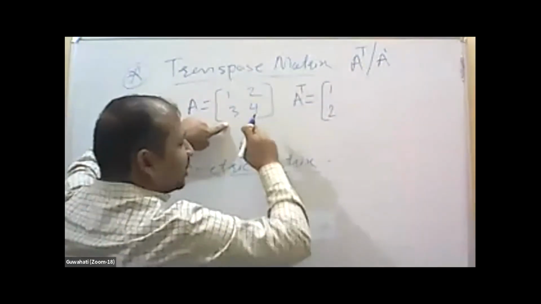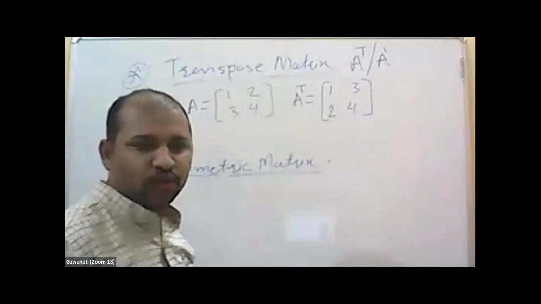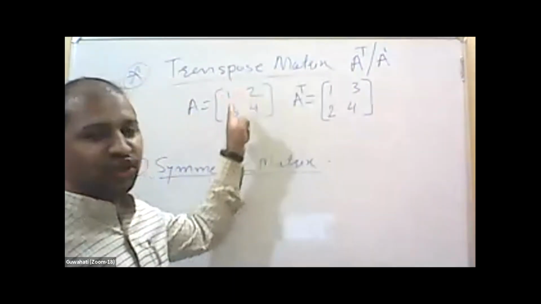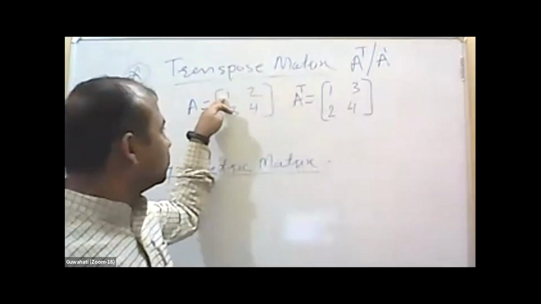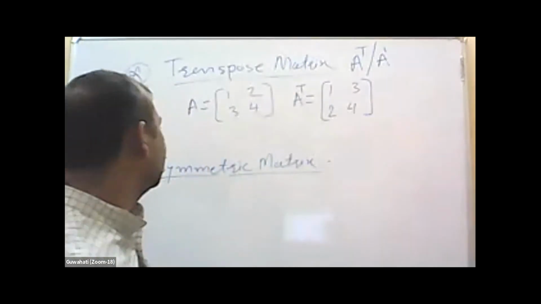My second row will convert into the second column, 3, 4. So this process we call the transpose of the matrix, by interchanging rows into columns and columns into rows. Whether you change rows into columns or columns into rows, it is the same.